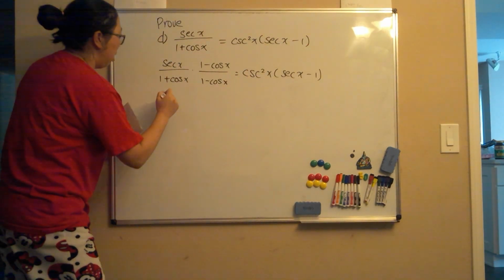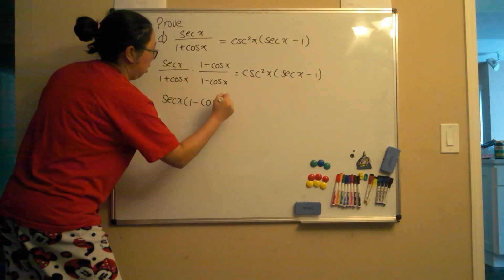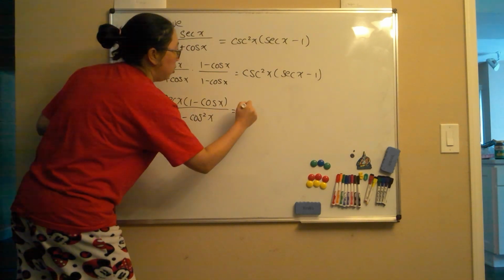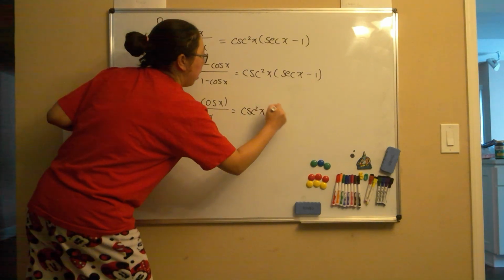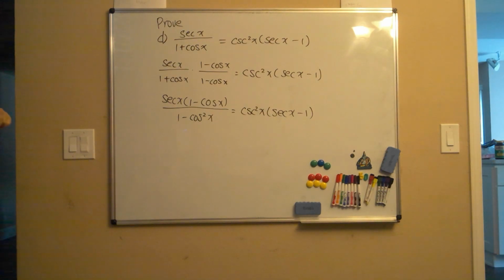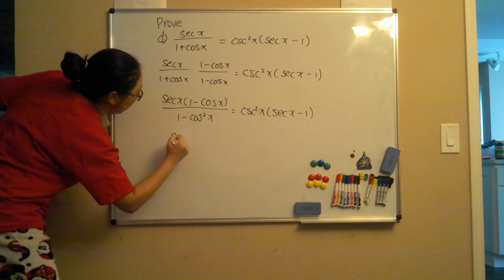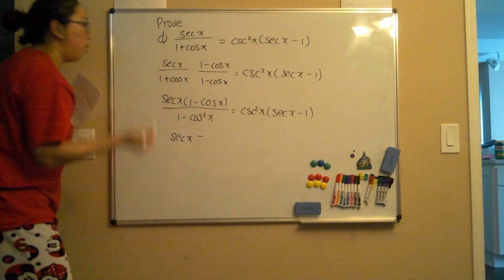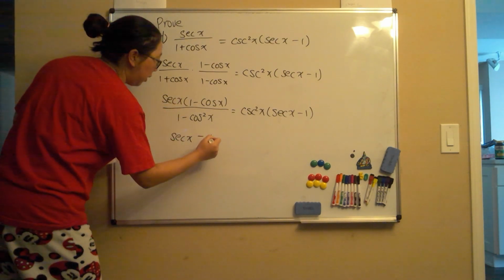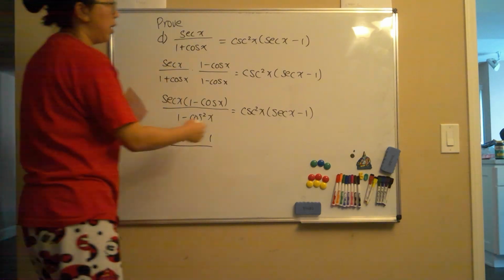It's up to you. So I'm going to get secant x times 1 minus cosine x over 1 minus cosine squared x, which is equal to cosecant squared x times secant x minus 1. Okay? If I distribute in the numerator, I'm actually going to get secant x minus secant x times cosine x. They're reciprocals of each other, so when you multiply them, you're always going to get a 1. Okay? Over, and this is the part where we have to communicate using the Pythagorean identity.